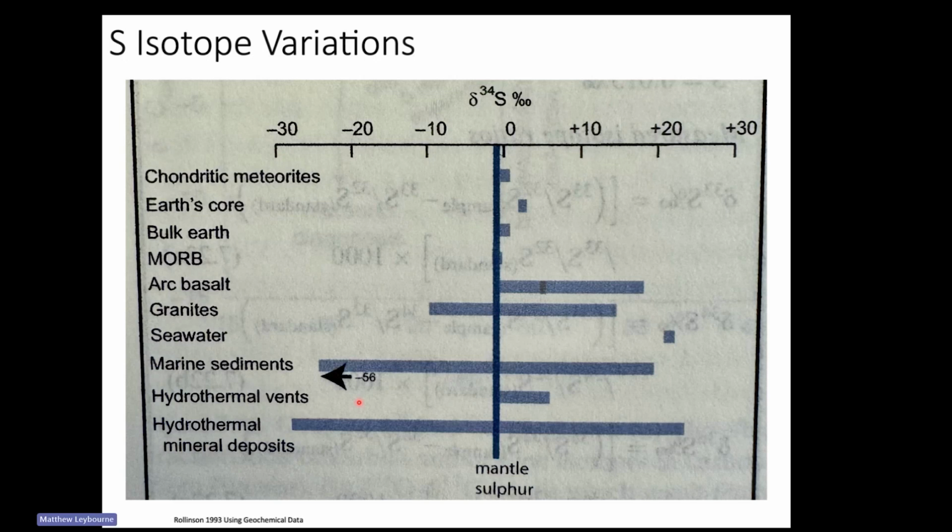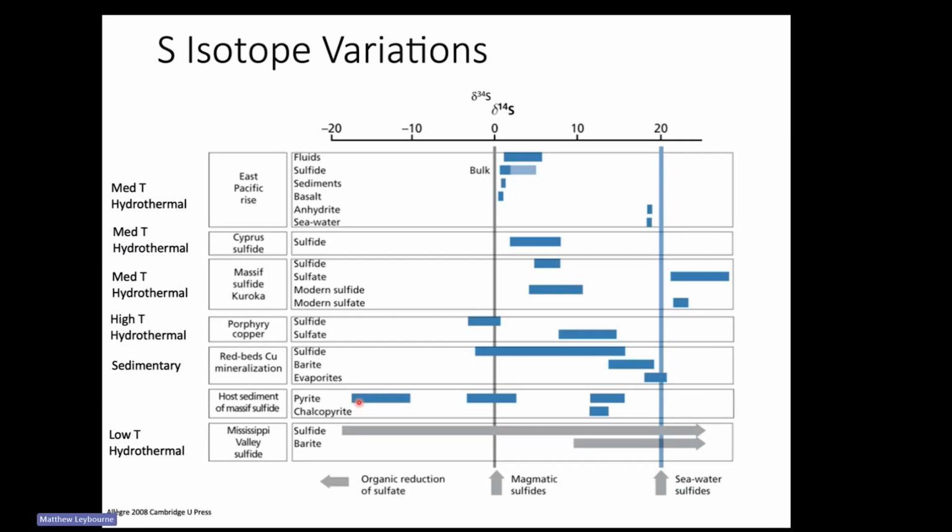And so if we want to zoom in a little bit on ore deposits, this is just for different kinds of ore deposits. So we have VMS deposits on the East Pacific Rise, VMS deposits in Cyprus, VMS deposits in the Kuroko district of Japan, porphyry copper deposits, red bed copper, sediment-hosted massive sulfides, and Mississippi Valley type. So lots of different ore deposit types.